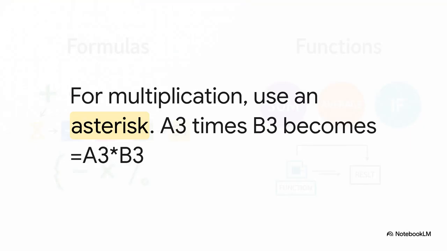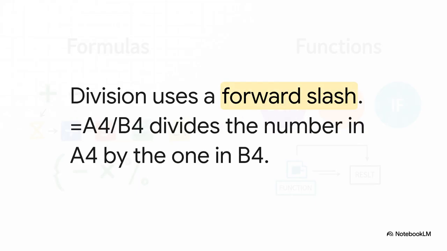Now, if you want to multiply, you're going to use the little asterisk symbol. So A3 times B3 looks just like this. And to round out the basics, division just uses a forward slash. So you're telling it to take A4 and divide it by B4. These are your manual, do-it-yourself building blocks.